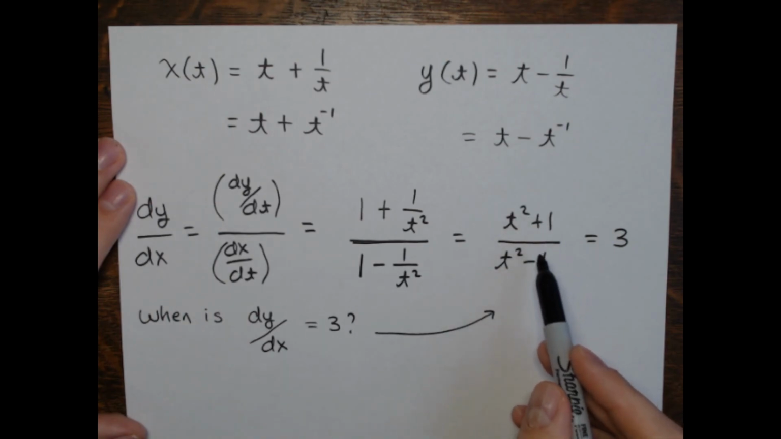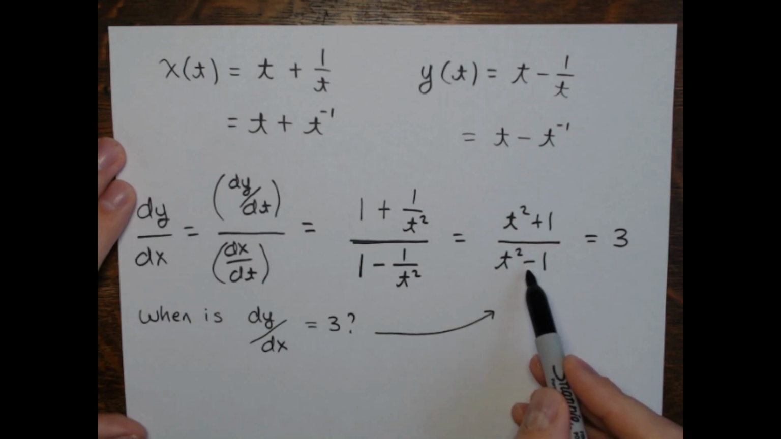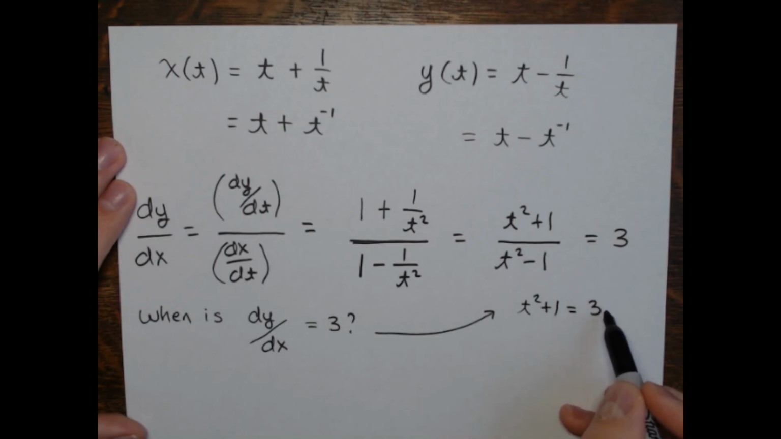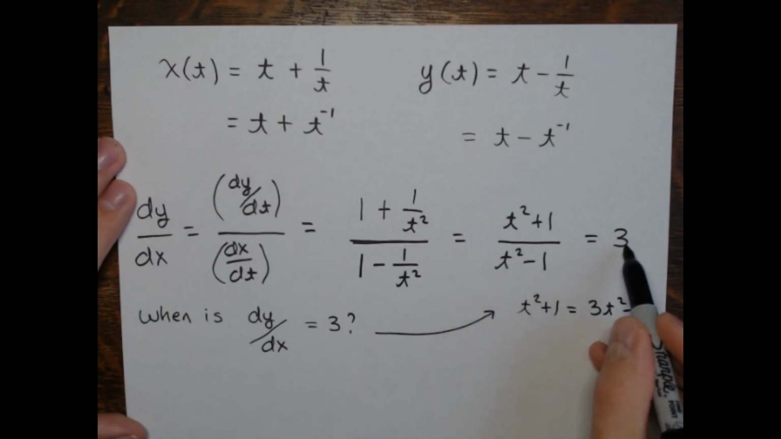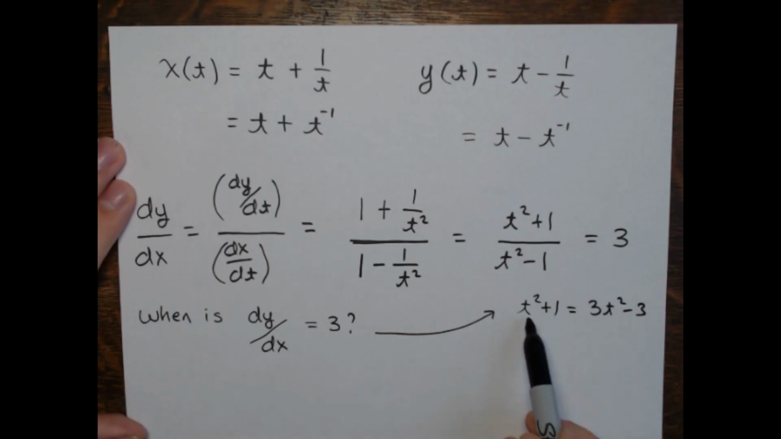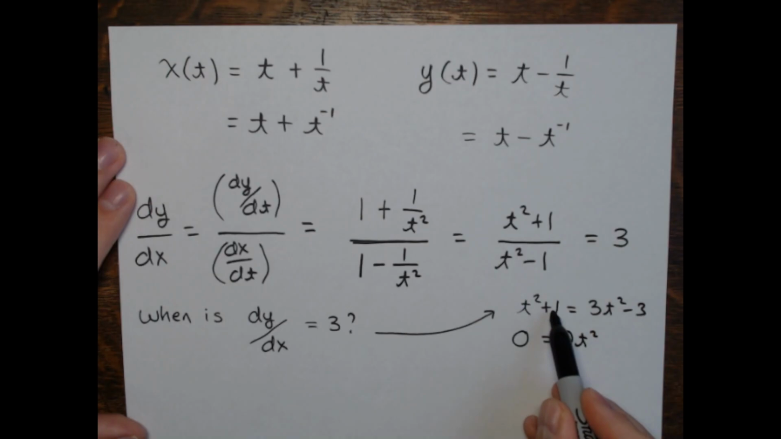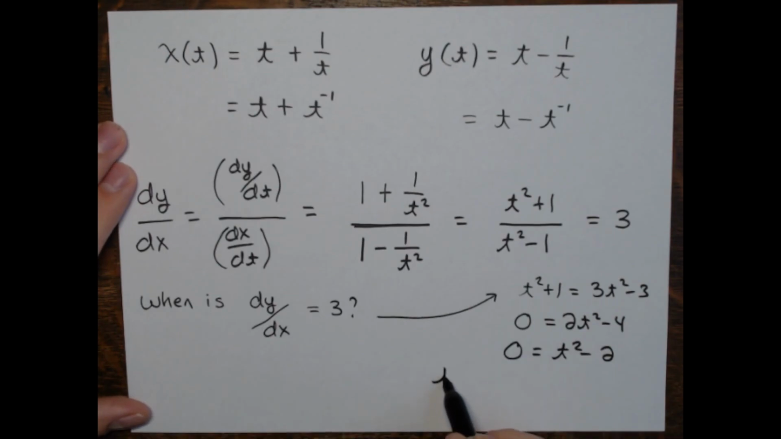Now, if t squared plus 1 divided by t squared minus 1 equals 3, that means t squared plus 1 must be equal to 3t squared minus 3, multiplying by t squared minus 1. This is a quadratic here. Take everything to the right, let's say. Subtract t squared, that's 2t squared. Subtract 1, that'd be minus 4. I can divide by 2, everything's got a factor of 2. So this would be 0 equals t squared minus 2. So the solutions to this are when t equals the square root of 2, or when t equals negative square root of 2.